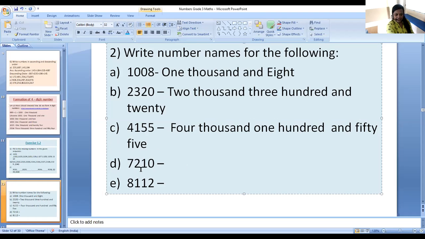Accordingly, 7210 and 8112 are desired that you need to solve yourself independently. Let us give a try.